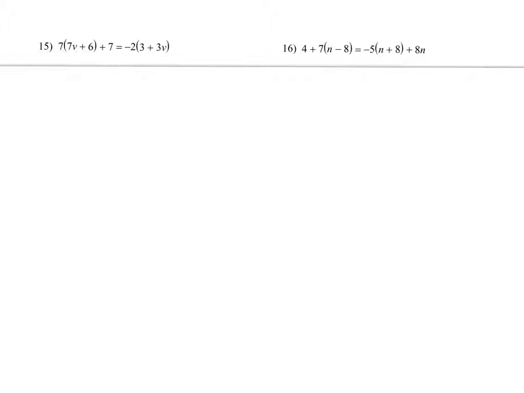All right, same idea here on number 16. So I'm going to distribute this 7 here. Now I can't forget about that 4. It's not going to change, but I do still need it. So then that'll be 7n minus 56. And then over here, I got a negative 5n and then minus 40. And then we'll keep that 8n out back, although it's not changing.